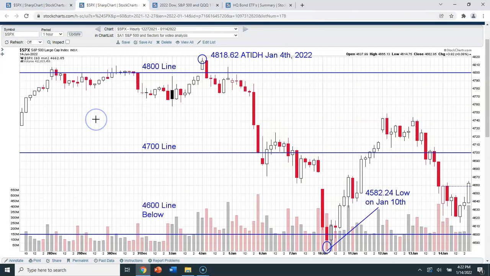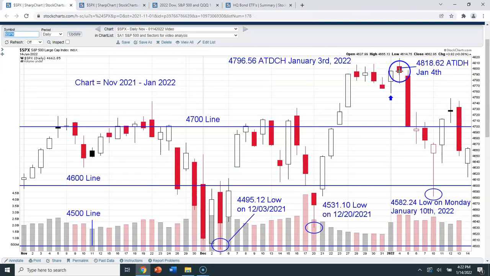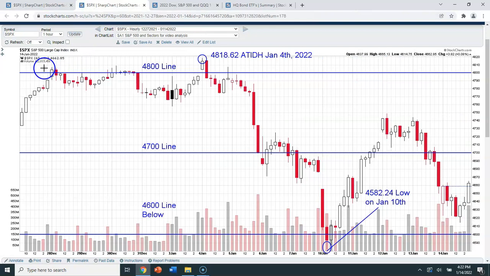Now, what we're looking at here is an hourly chart of the S&P 500 that goes back to the 27th of December. So the last week in December and then all of January so far. And you can see where we got up to this 4,800 level, right? We just kind of looked at that. But we got up to this 4,800 level, and you can see exactly, we get up to these round numbers.